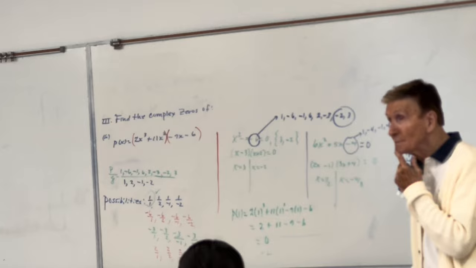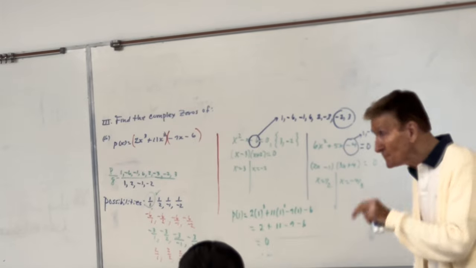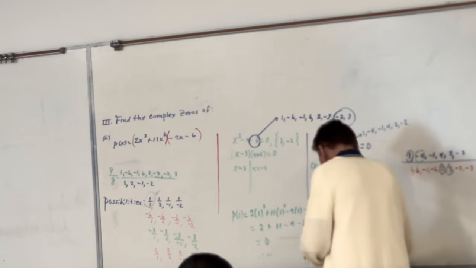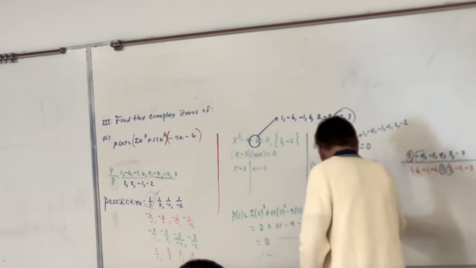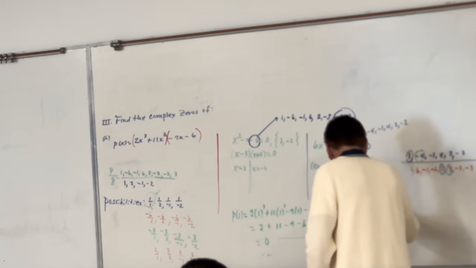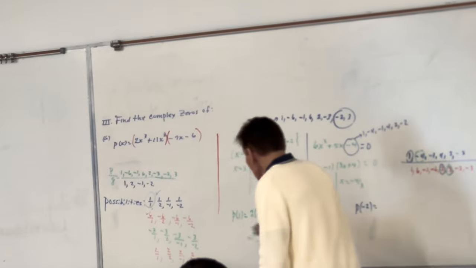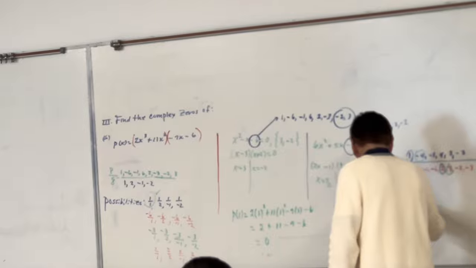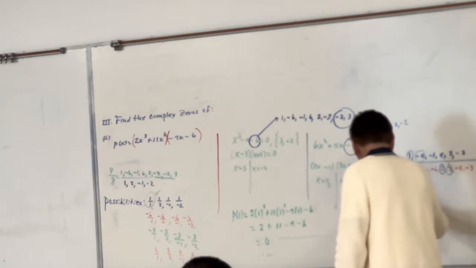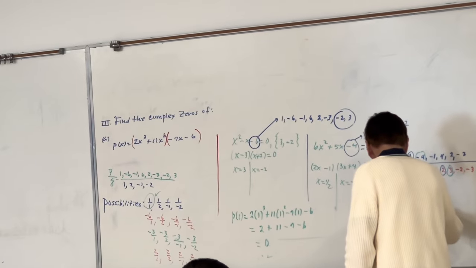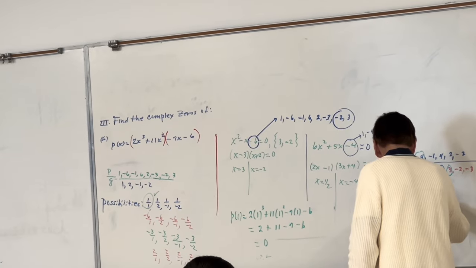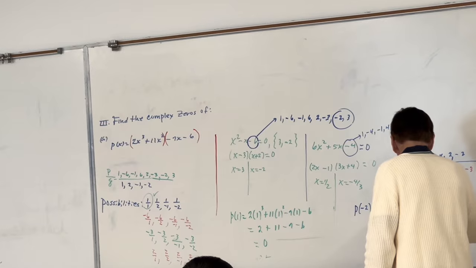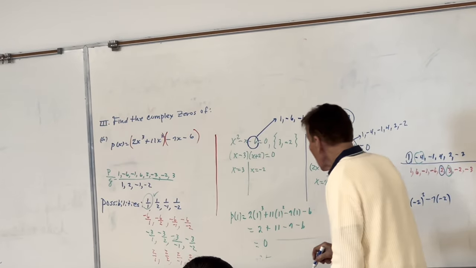Go for it. Negative 2? Okay, try negative 2. P of negative 2. And we'll finish this up, take a break, and get back. P of negative 2, here goes. Guys, 2 times negative 2 cubed plus 11 times negative 2 squared, subtract 7 times negative 2, subtract 6.